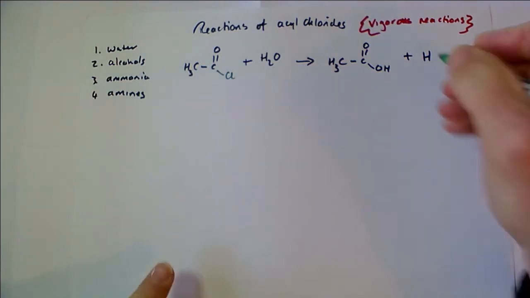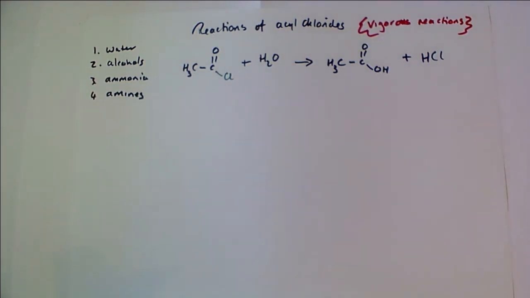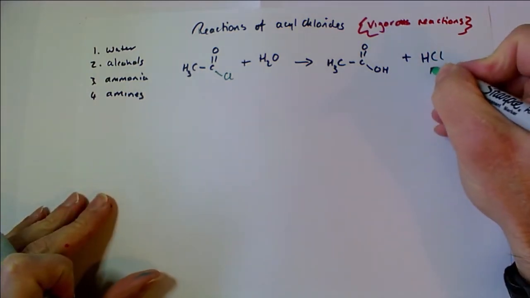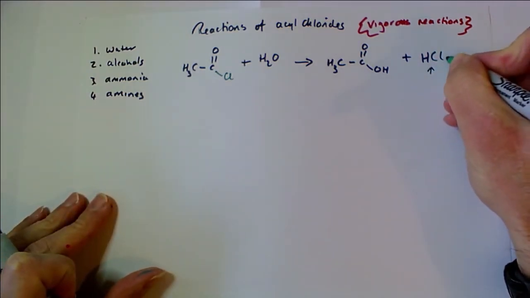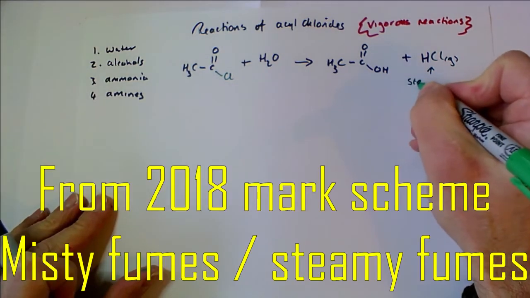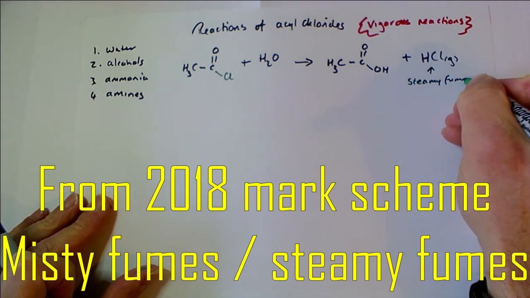And we will release a small molecule, HCl. Now, one thing to remember about these is they like to ask you questions about what you're going to observe. Because we're producing HCl, which would be a gas in this case, we would see this coming off. So we'd see steamy fumes.